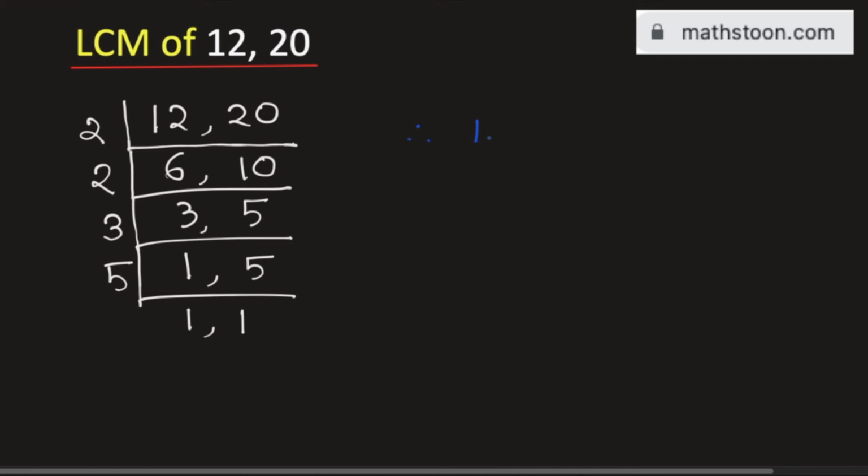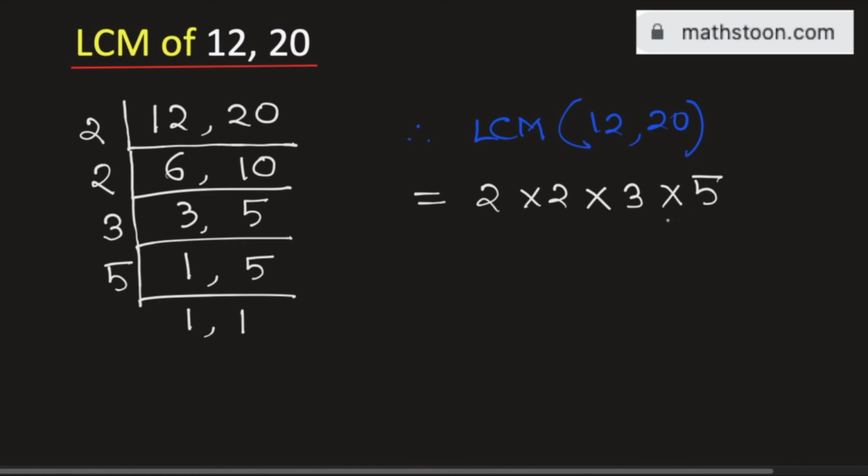So the LCM of 12 and 20 will be equal to the product of the numbers on the left hand side. That is, this is now equal to 2 times 2 times 3 times 5. Multiplying these numbers, we will get 60. So 60 is the LCM of 12 and 20, and this is our final answer.